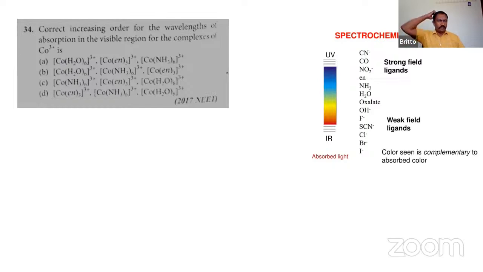If you look here, H2O is a weak ligand, followed by ammonia, followed by en. It goes in that order. Now remember this one, the splitting energy. If it is a strong field, the energy is higher. The energy will be higher for stronger ligands; as the strength increases, the energy increases. If it is a weak ligand, the energy will be less.